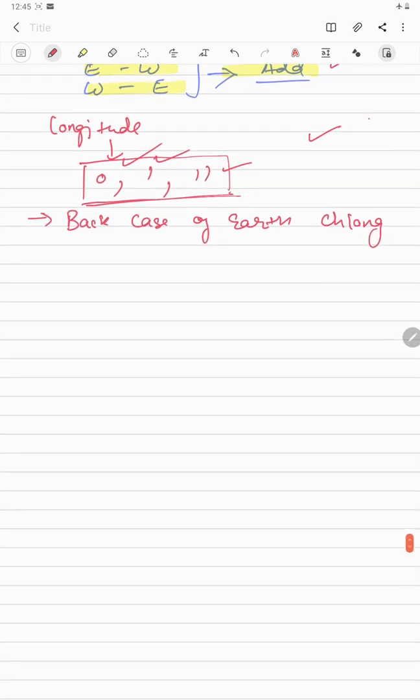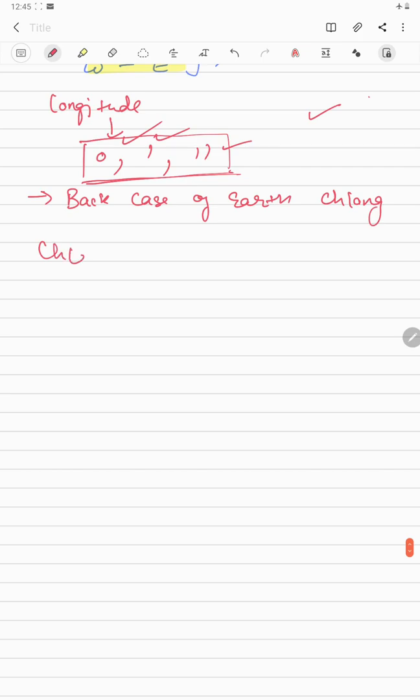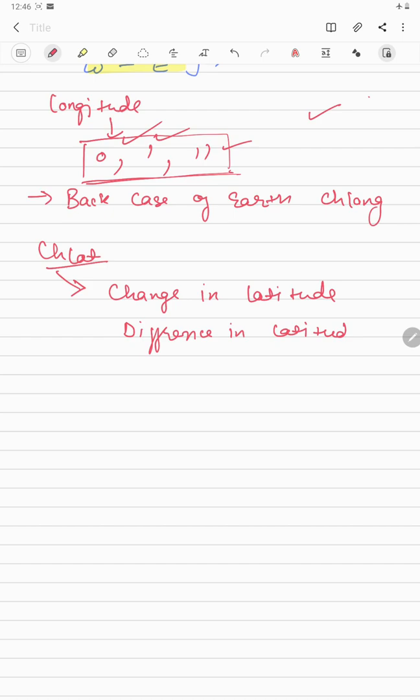All right, so now let's talk about the change in latitude, or Chlat. Now what do we mean by Chlat? Now guys, Chlat means your change in latitude. Same as in the case of longitude, this is also known as your difference in latitude, and it is known as your DLAT. So DLAT and Chlat are the same thing. Okay, so now how to solve these? Again, we will be coming up with two cases.